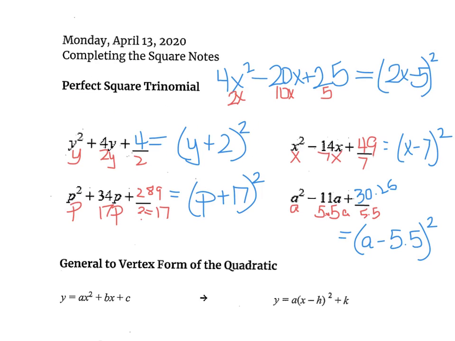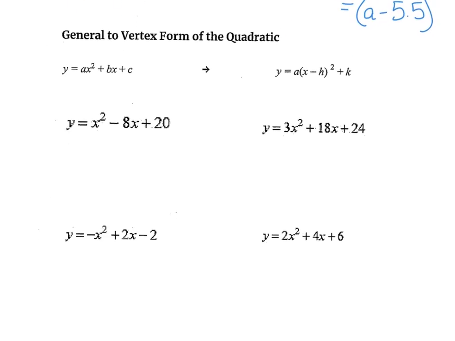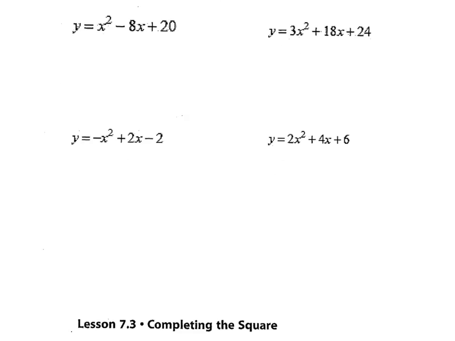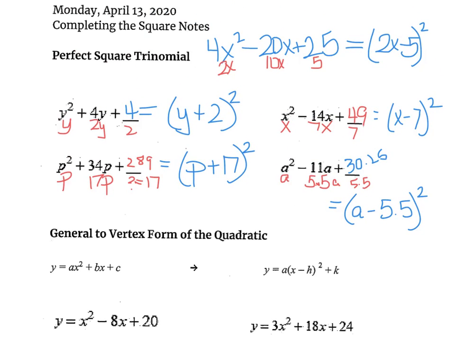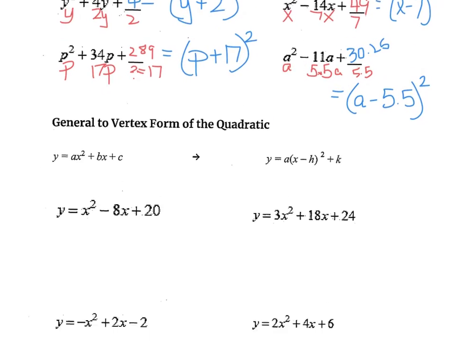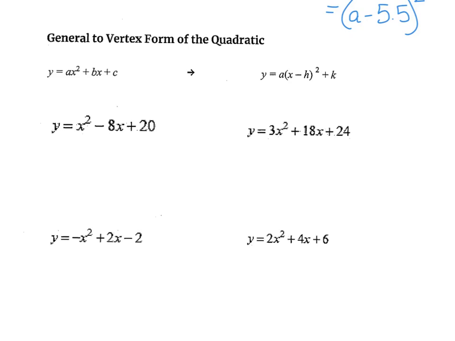We need all of that information to go from general to vertex form in a quadratic. General to vertex form in a quadratic. If you're not sure about how we did this top part up here, stop the video, rewind, and watch it again. Because we need to know how to do that to change the forms of a quadratic.